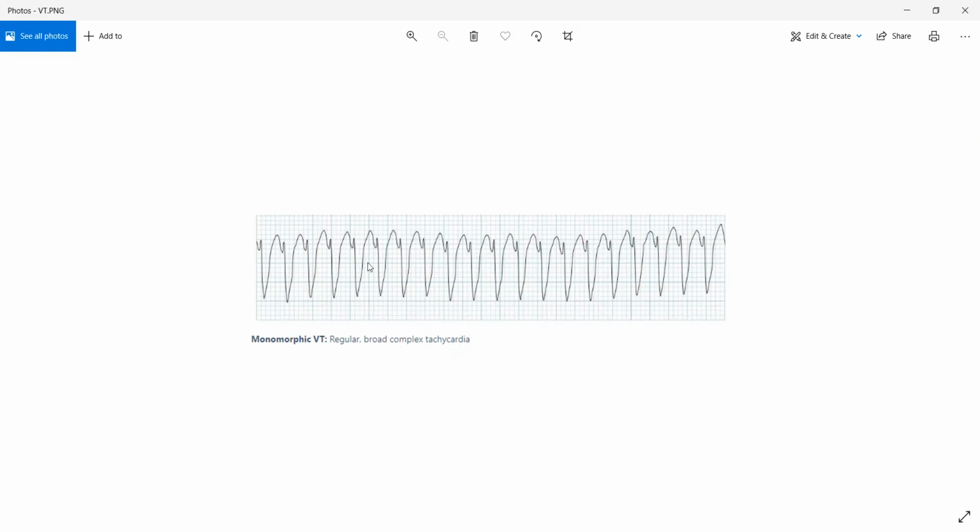Remember that the broad QRS complexes are all of one shape. So we can say that it is a monomorphic broad complex tachycardia. Monomorphic broad complex tachycardia is ventricular tachycardia. There's one other term, that is polymorphic broad complex tachycardia. Let me show you a diagram so you can differentiate between monomorphic broad complex tachycardia and polymorphic broad complex tachycardia.